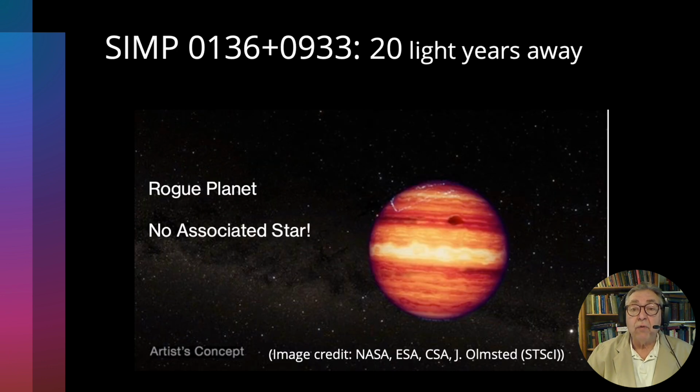Just 20 light years away, the SIMP exoplanet is uniquely called a rogue planet because it does not belong to a star and was probably ejected from a stellar orbit by a collision. Here, in this artist's image, it is wandering through the Milky Way near us, moving at a speed of 1.2 million miles per hour, making it the fastest moving exoplanet ever discovered.